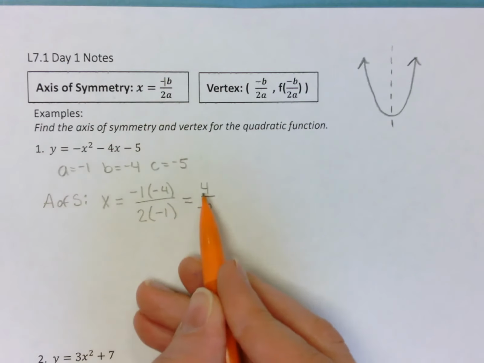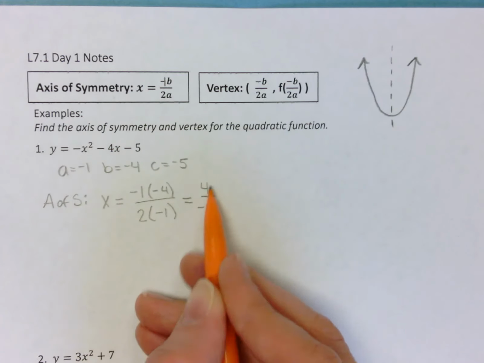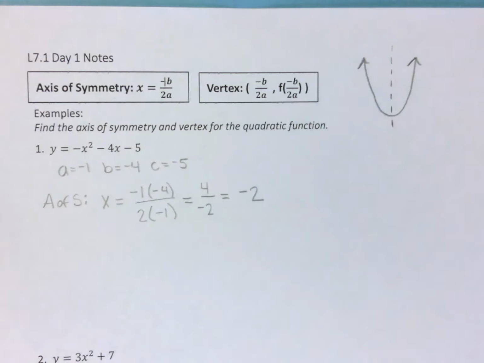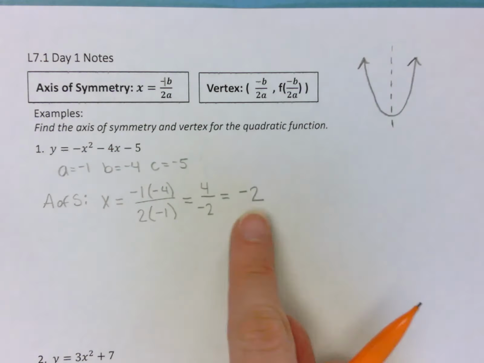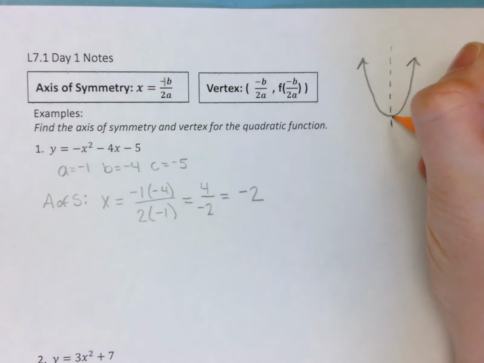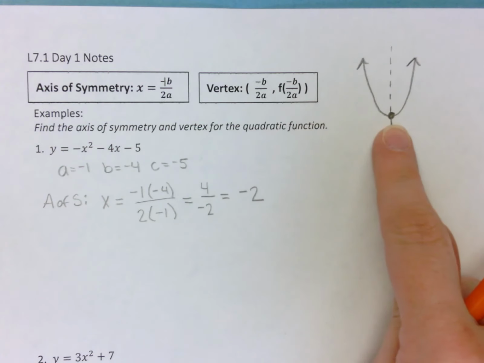-1 times -4 is +4. 2 times -1 is -2, and then we will divide. So the axis of symmetry of this equation would be -2. Now we will identify the vertex. The vertex of a parabola is the highest or lowest point. And the picture I've drawn is the lowest point.